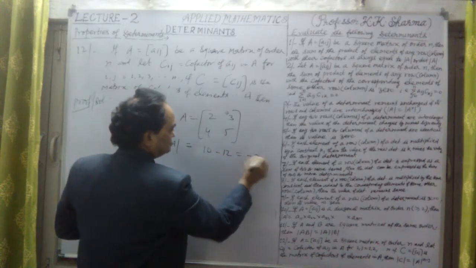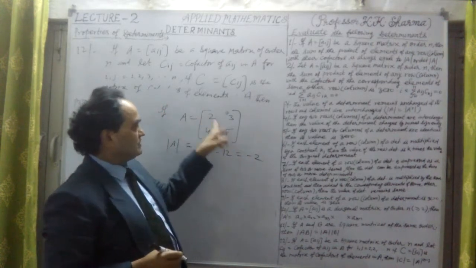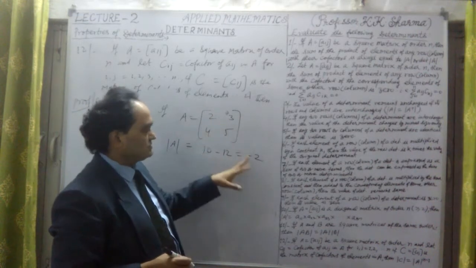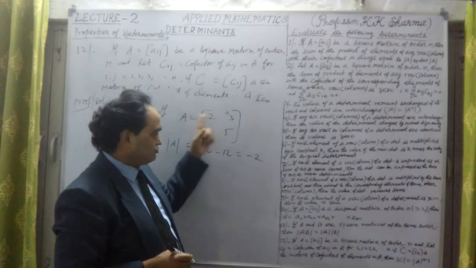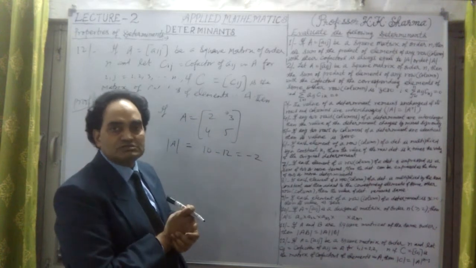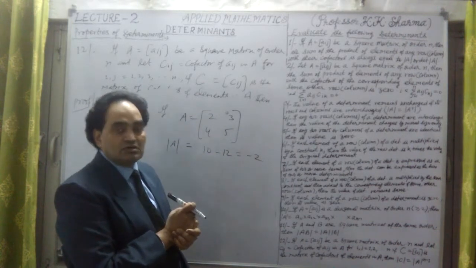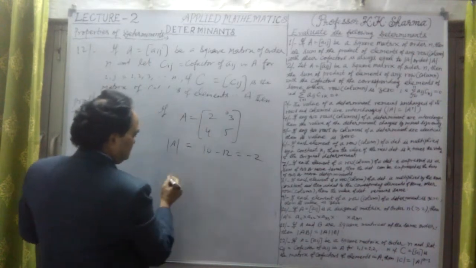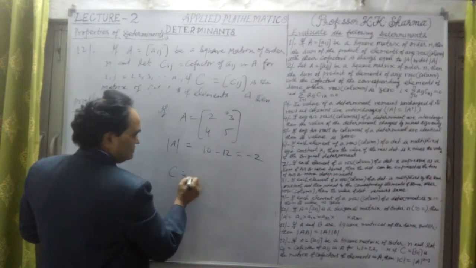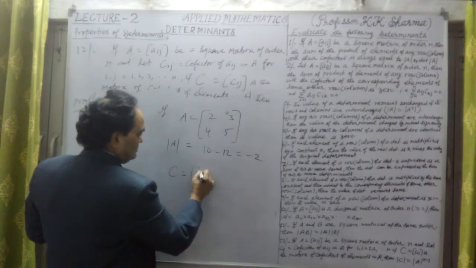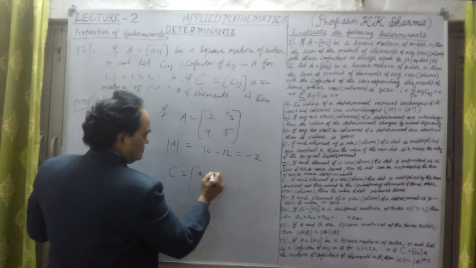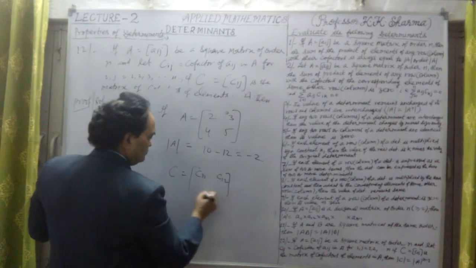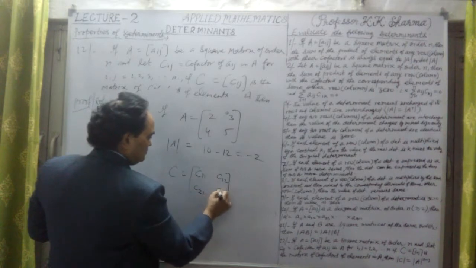That means minus 2. What we do? We multiply the diagonal elements first: 10 minus 12. This is the value of determinant A. The square matrix we have taken. Now the value of cofactors, the matrix of cofactors, let me find out. What is the matrix of cofactors? Let C be the matrix of cofactors: C11, C12, C21, and C22.